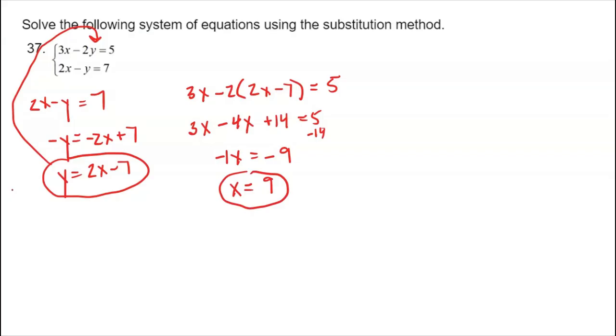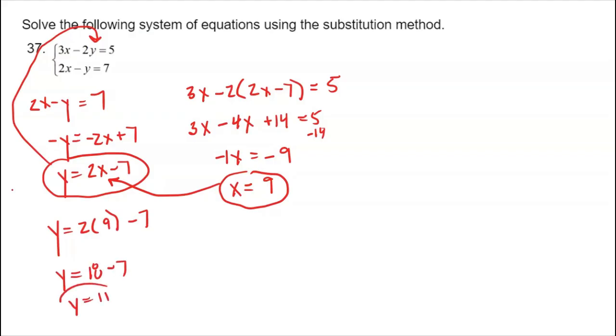Now the final step is taking that x and substituting it back over to here to solve for y. We know that y equals 2 times x, which we can replace with that 9, minus 7. 2 times 9 is 18. 18 minus 7 is, of course, 11. So our final answer for the two missing variables, x and y, is x equals 9 and y equals 11.